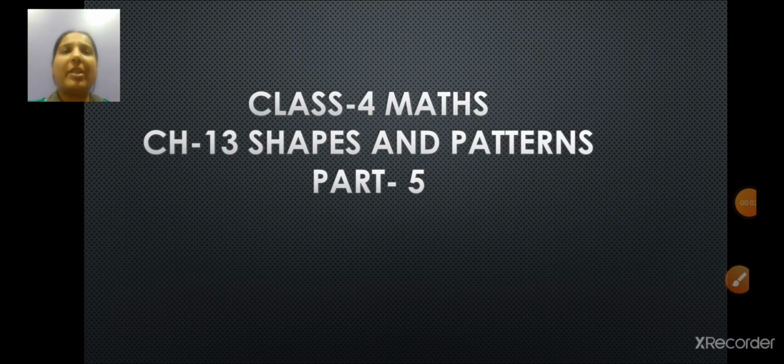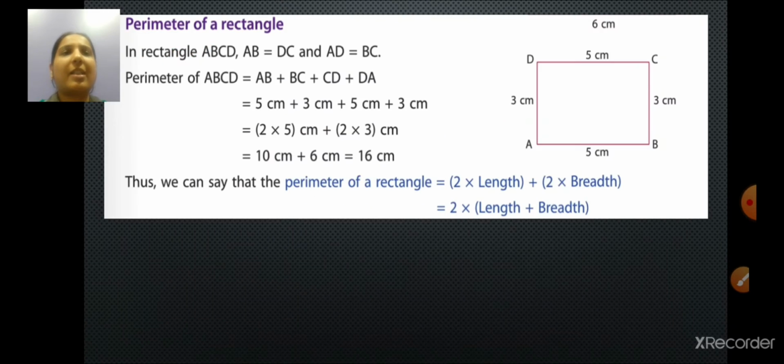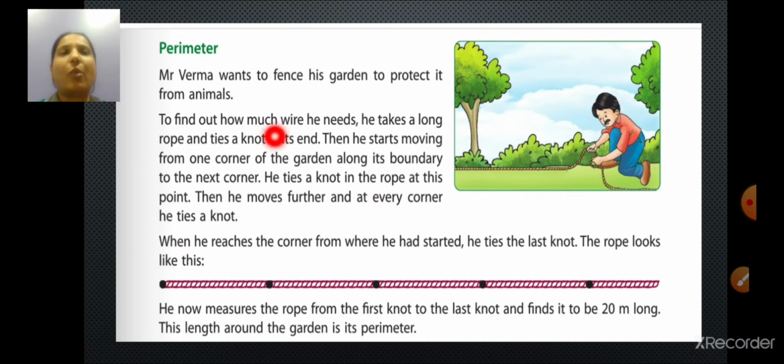Continue chapter number 13, shapes and patterns, and today we will see part 5. So children, today we will discuss perimeter. Now what is perimeter? Let's see one example.